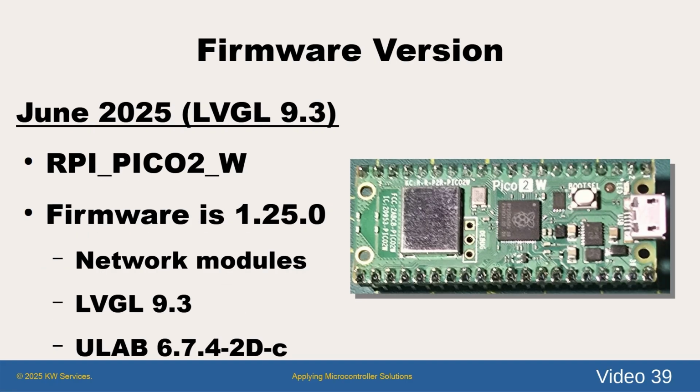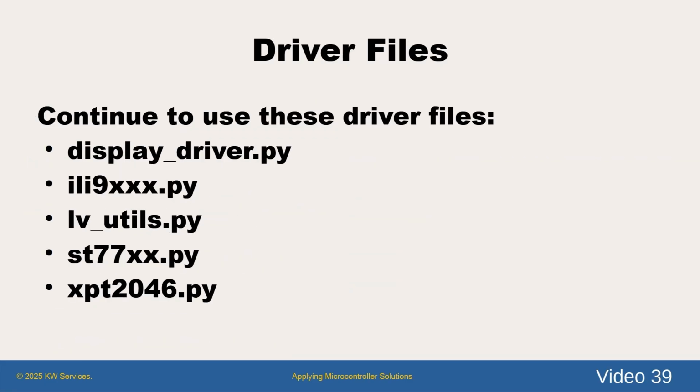For this program, we built the June firmware for the RPI Pico2W. As you know, the Pico2W is somewhat new still. This firmware displays a proper banner signifying the version is 1.25. It contains the LVGL and ULab modules. And because it has the Wi-Fi and Bluetooth hardware built in, the standard network modules are also included. We continue to use the standard driver files.